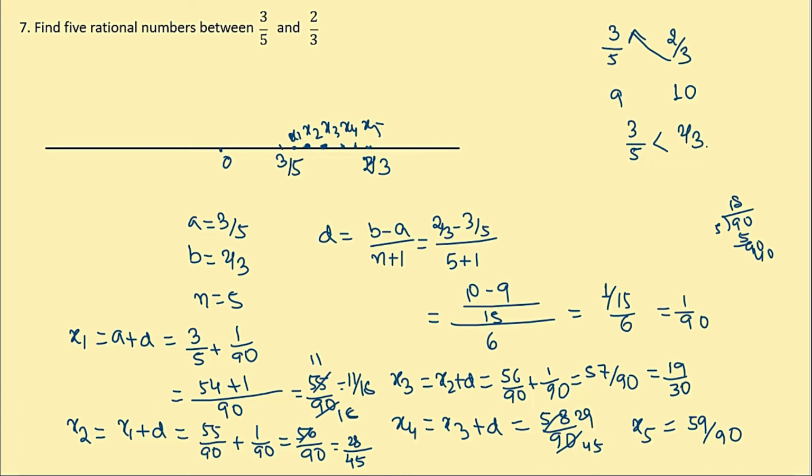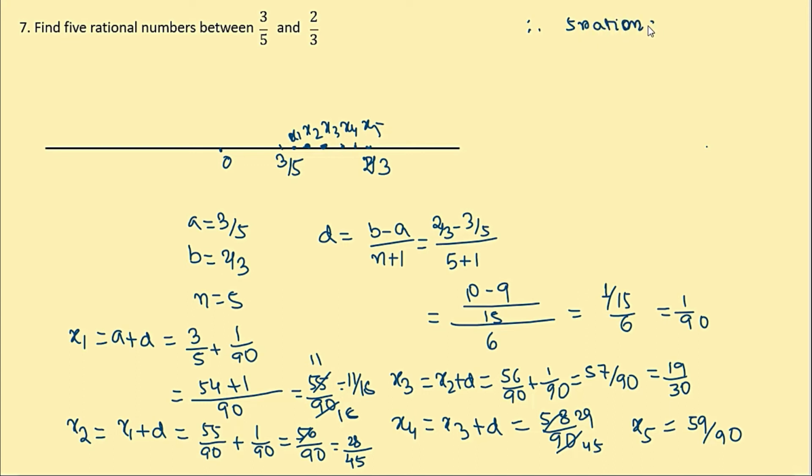So here I am writing. So the 5 rational numbers are 11 by 18, 28 by 45, 19 by 30, 29 by 45, and 59 by 90.